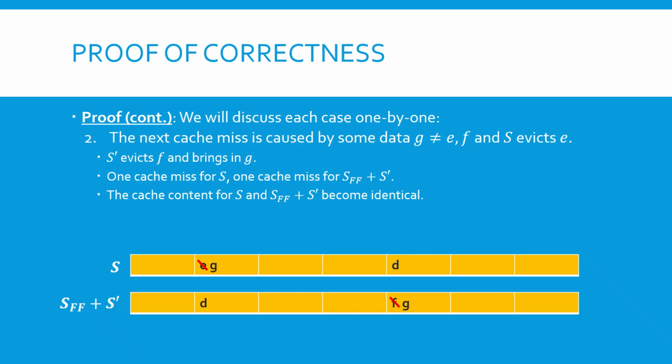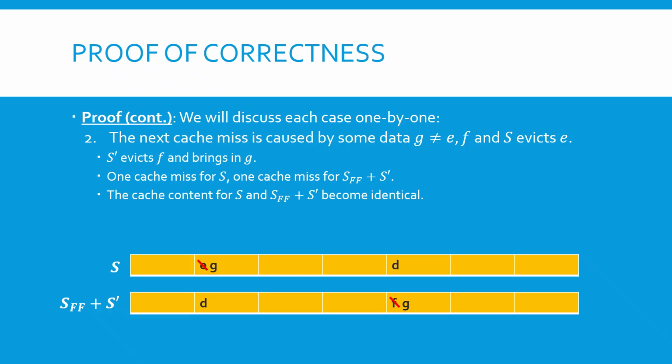Now, consider case 2, where the missed data is G and S evicts E. On this request, both S and S prime incur a cache miss for G. To make the cache contents match after servicing this miss, we define S prime to evict F. With this choice, both schedules have one cache miss at this step. So, S prime does not incur more misses than S.